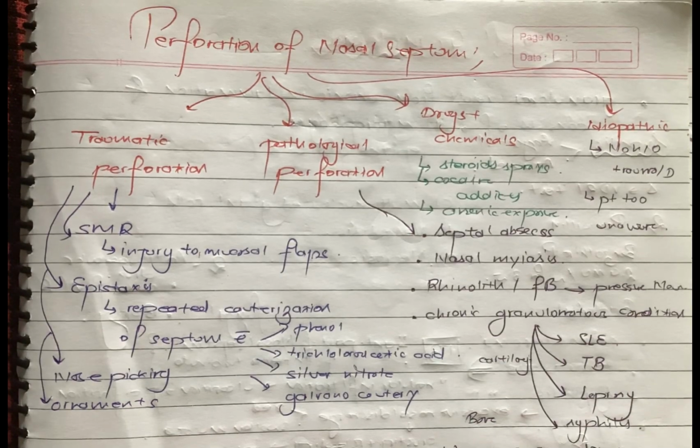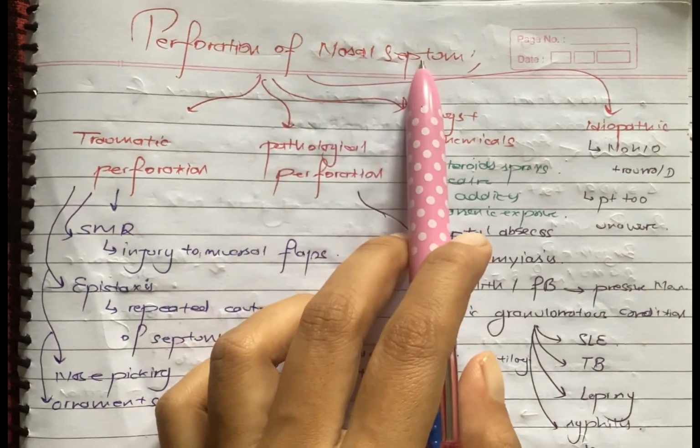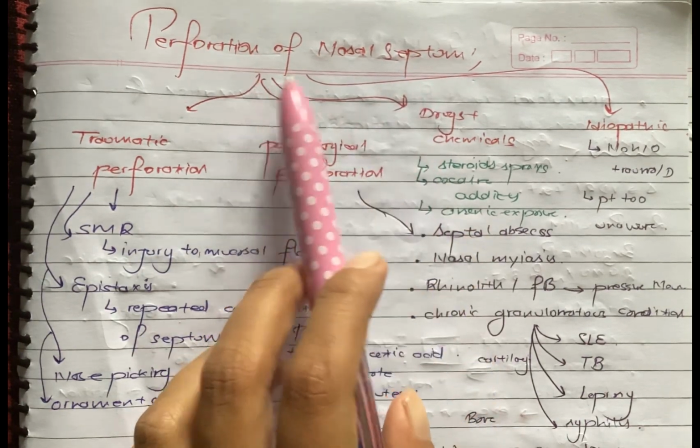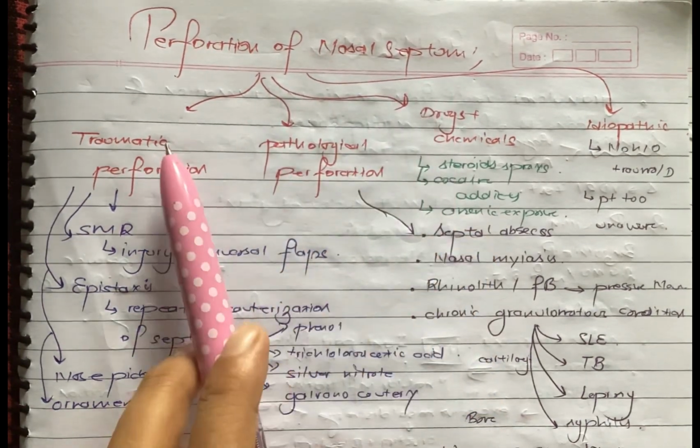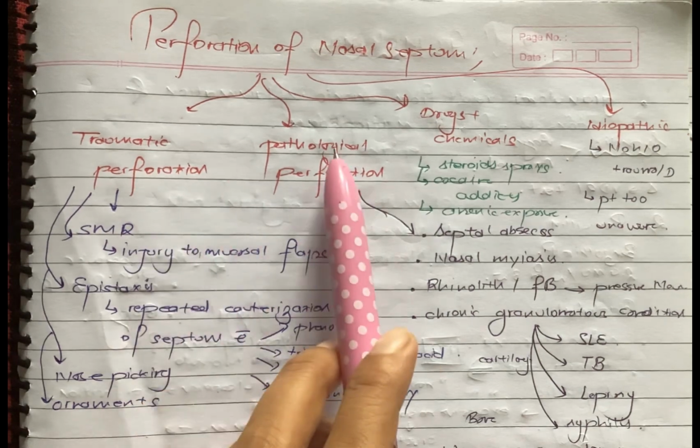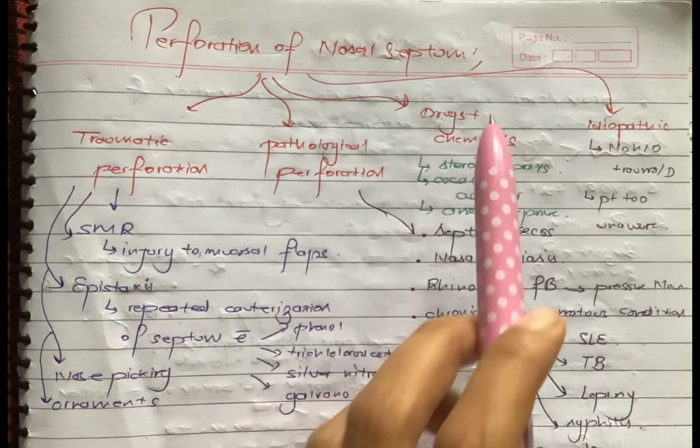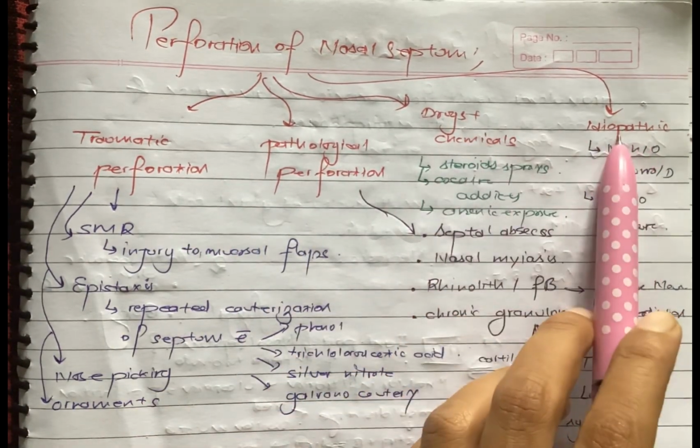Now let's talk about the perforation of nasal septum. The etiology of perforation of nasal septum are traumatic perforations, pathological perforations, drugs and chemicals, and idiopathic.